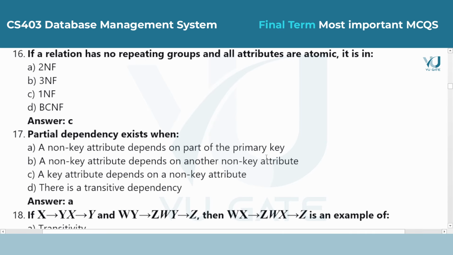Question 16. If a relation has no repeating groups and all attributes are atomic, it is in. Answer is option C, 1NF. This is the starting point of database organization. It makes sure the table structure is flat and every value is unique in its cell.